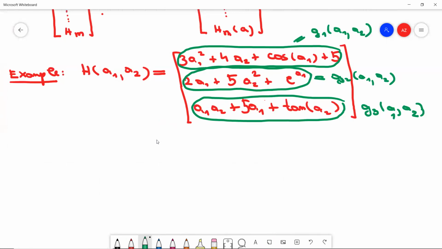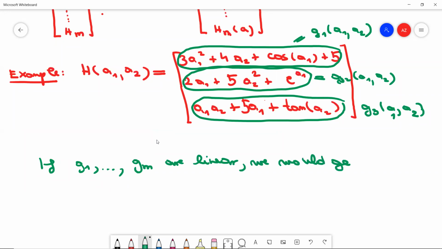And maybe to see when we would get the matrix function: if the model was linear, then this would be nothing else but the matrix system. So if g1 up to gm are linear, we would get a matricial system.